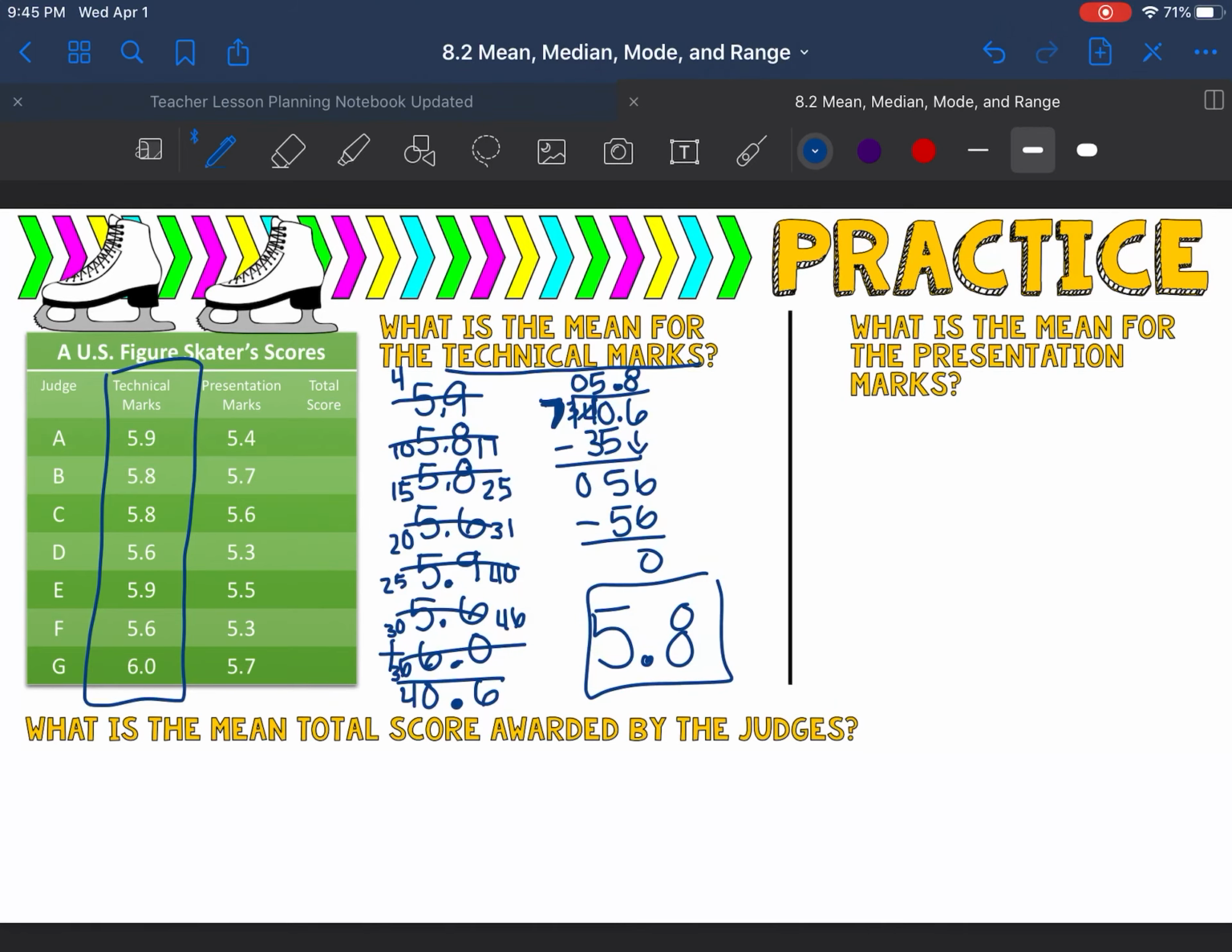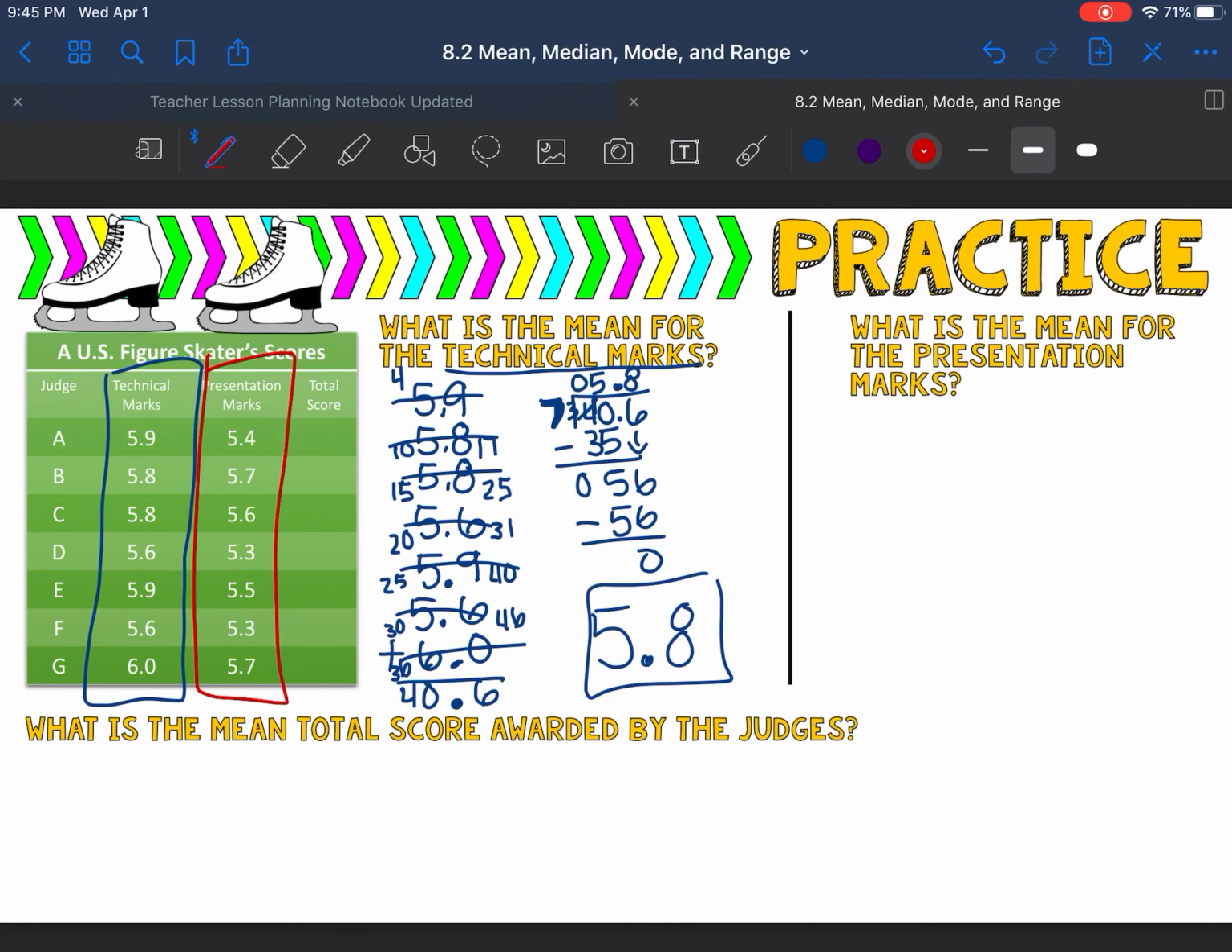All right, guys, what I want for you to do now is pause the video and find the mean for the presentation marks. The presentation marks I'm going to do in red are right here in this column. And then I want you to unpause and watch me solve it.